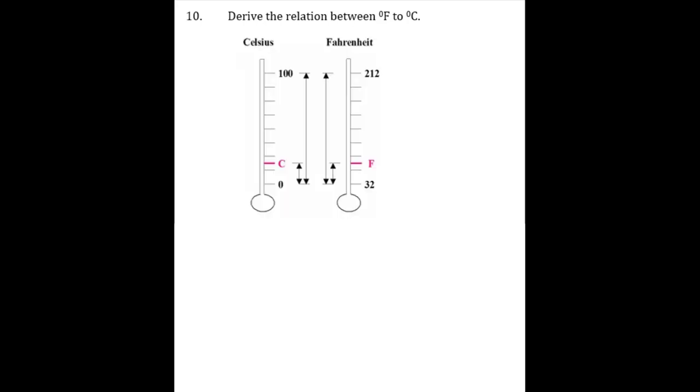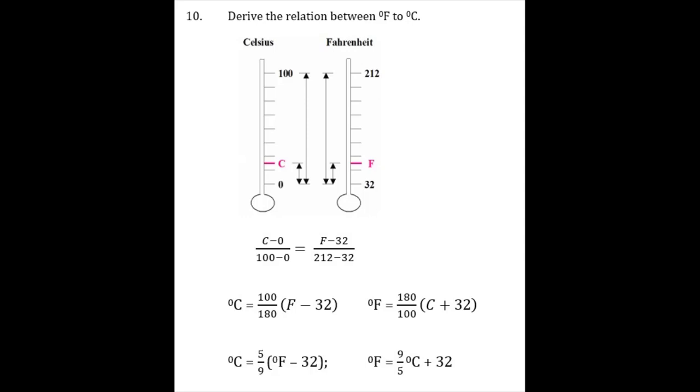Exercise number 10. Derive the relation between degree Fahrenheit and degree Celsius. We can derive this by using interpolation. Interpolation is the determination or estimation of the value of f of x, or a function of x, from certain known values of the function. To know the steps of using interpolation, just follow the video. Simplifying the equation and putting the degree Celsius or degree Fahrenheit on the right side, you can derive the formulas.